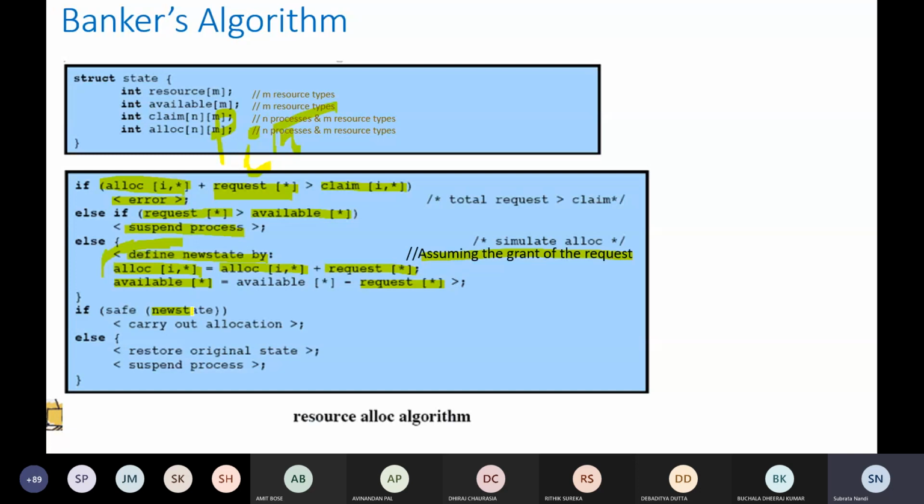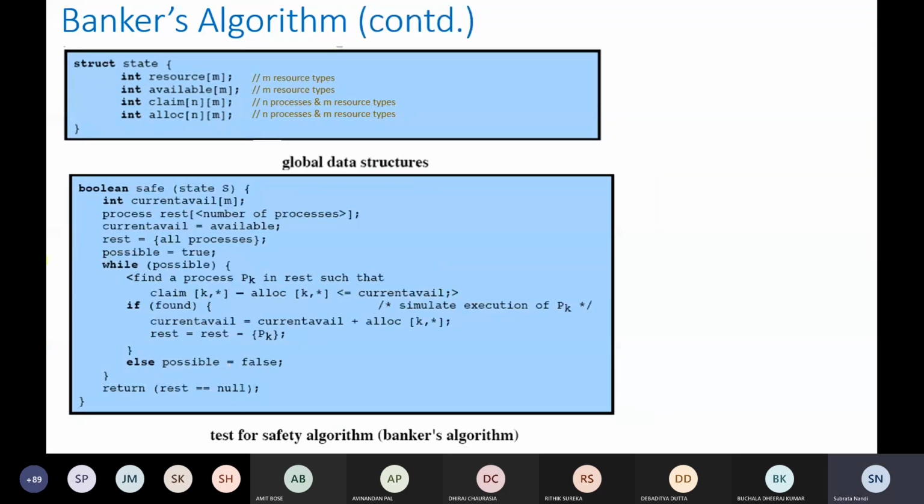So this new state that you obtain, you define a new state. New state dot alloc and all this you can write; these are the different fields of that state structure variable. The safe function is another function that you call, which will check the safety of this new state. If it is yes, then you carry out the allocations. If it is not, you restore the original state and you suspend the process. That is what it says. So this is pretty simple to understand. The next step is how we check the safety of this. Again, I just mentioned it for completeness.